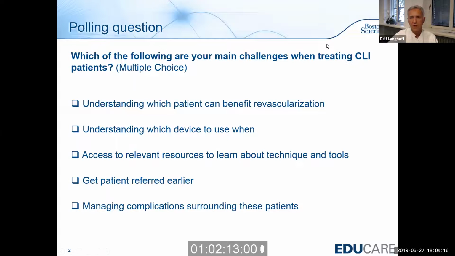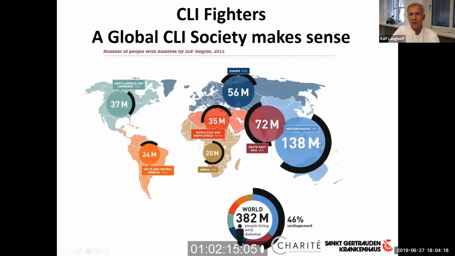Okay. Quite interesting. Most of you voted for understanding which patient can benefit from revascularization, or understanding which device to use. And if I look at myself, I think these are also my main questions right now. I don't know whether you're aware of this Global CLI Society, which is something new, but I think it's quite important to have this because it's a global problem.